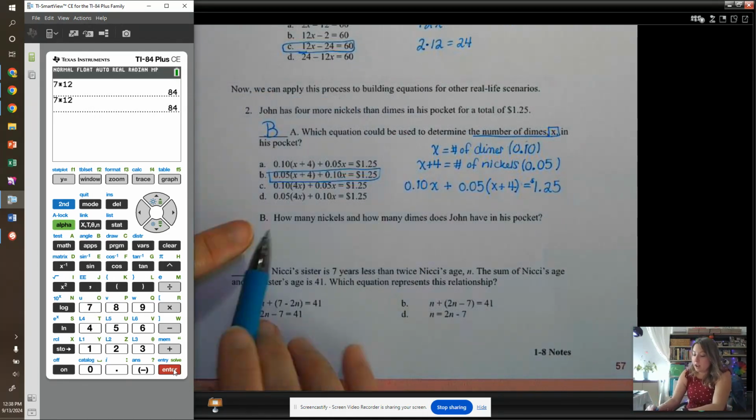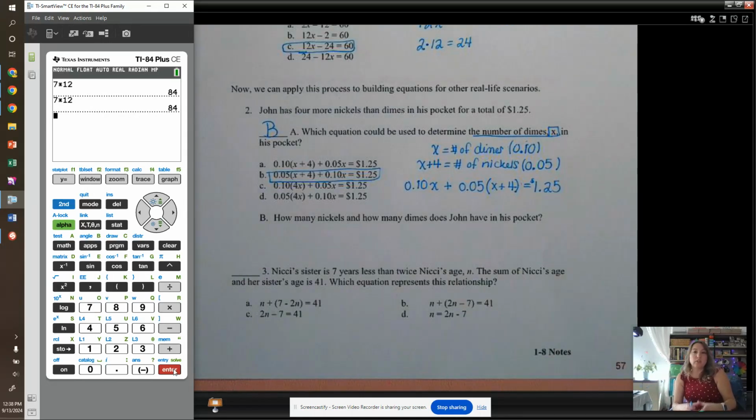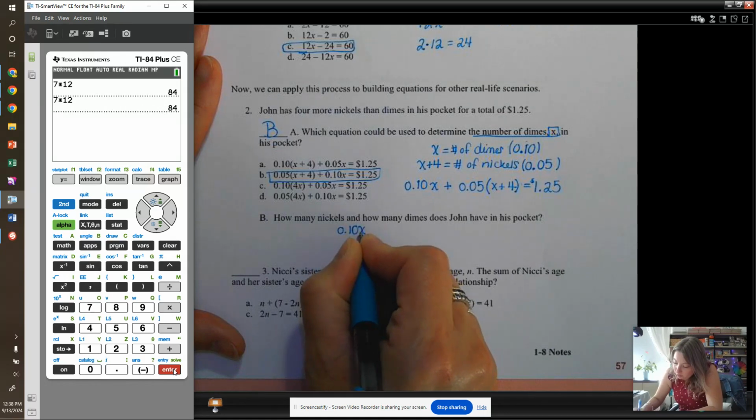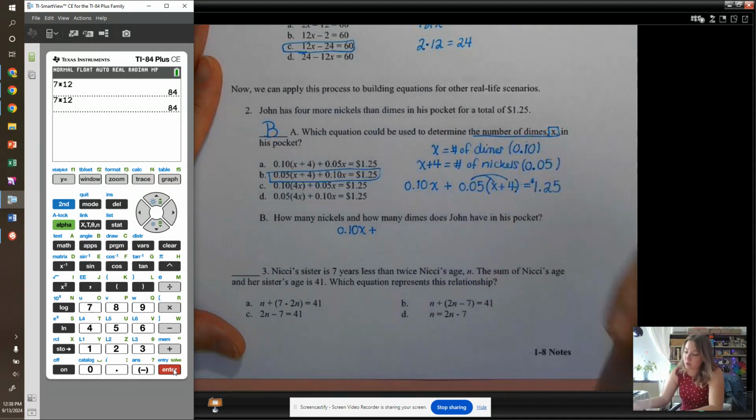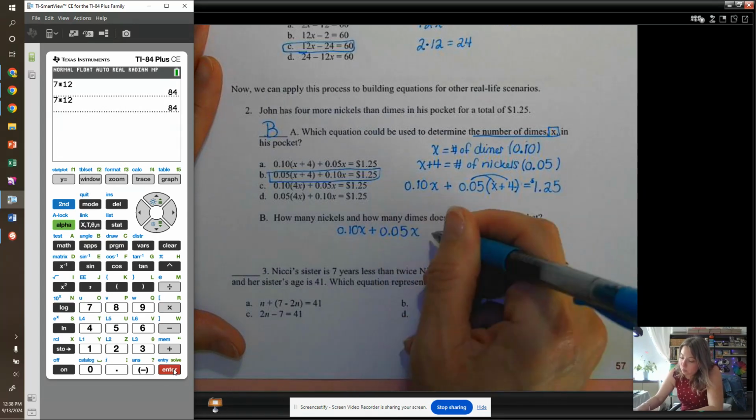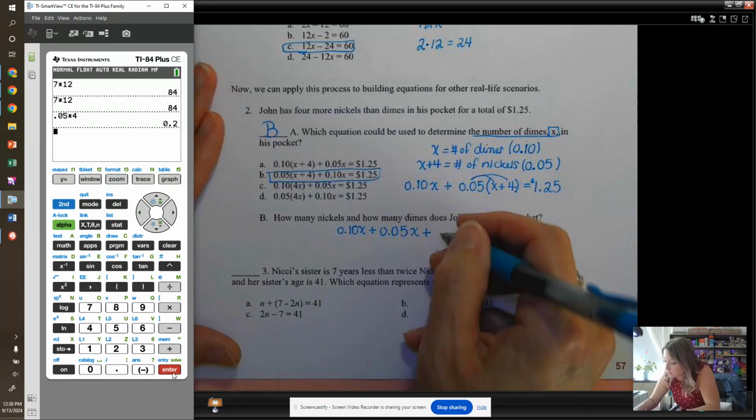Now in this next part, how many nickels and how many dimes? Well, once I have that equation set up, I could solve that equation, okay? So 0.10x plus, let's distribute as we bring this down. So it'll be 0.05x plus whatever 0.05 times 4 is. So 0.05 times 4 is, oh, right, 20 cents, right? That's an extra 20 cents.